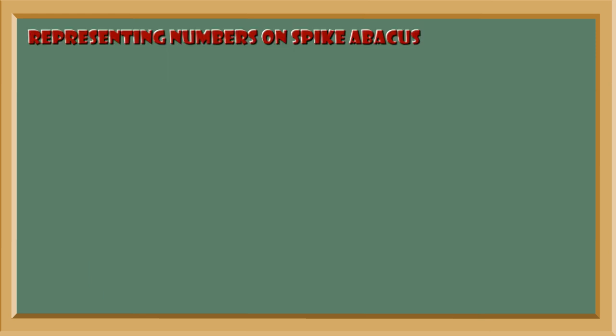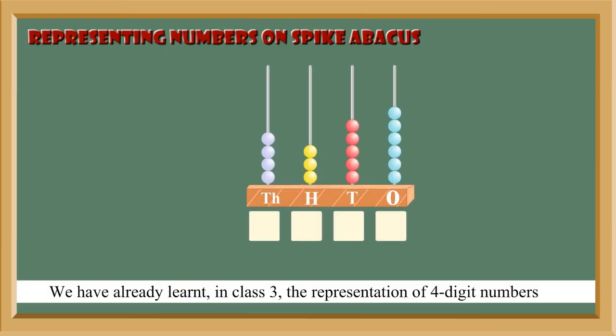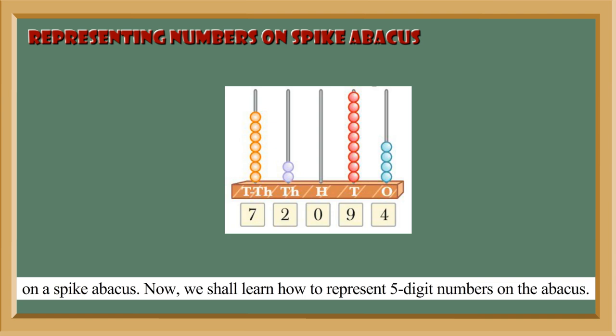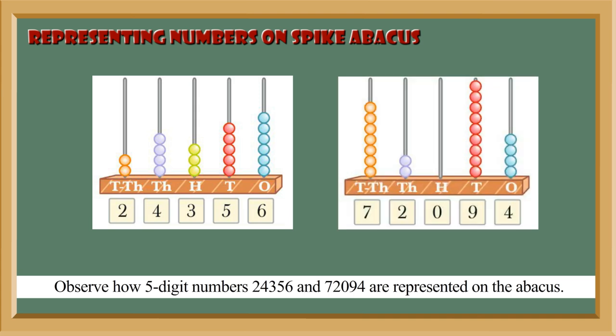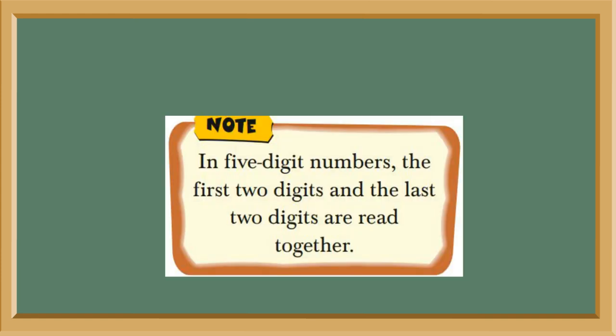Representing numbers on spike abacus. We have already learned in class 3 the representation of 4-digit numbers on a spike abacus. Now we shall learn how to represent 5-digit numbers on the abacus. Observe how 5-digit numbers 24,356 and 72,094 are represented on the abacus. In 5-digit numbers, the first 2 digits and the last 2 digits are read together.